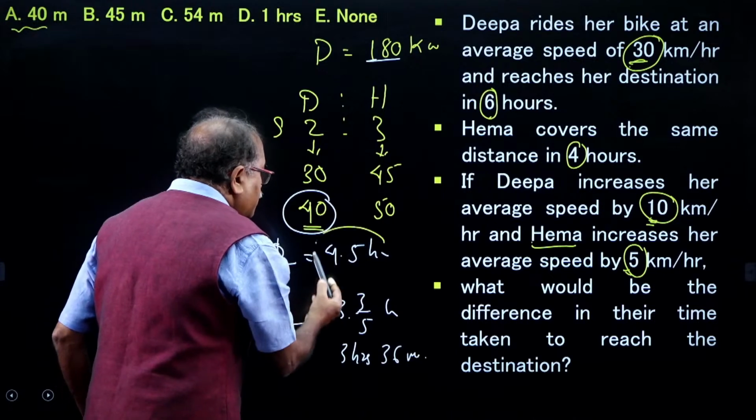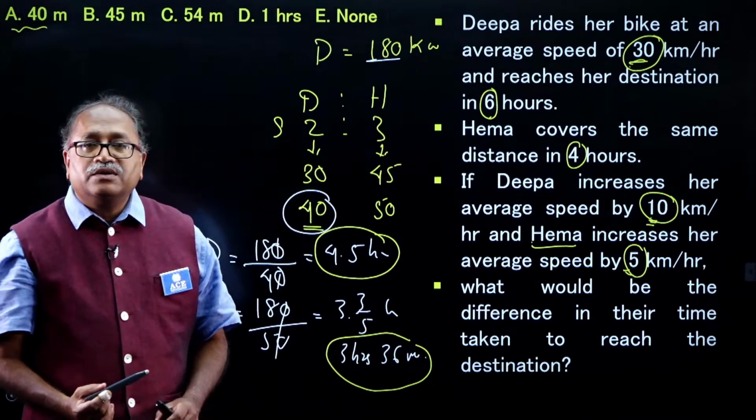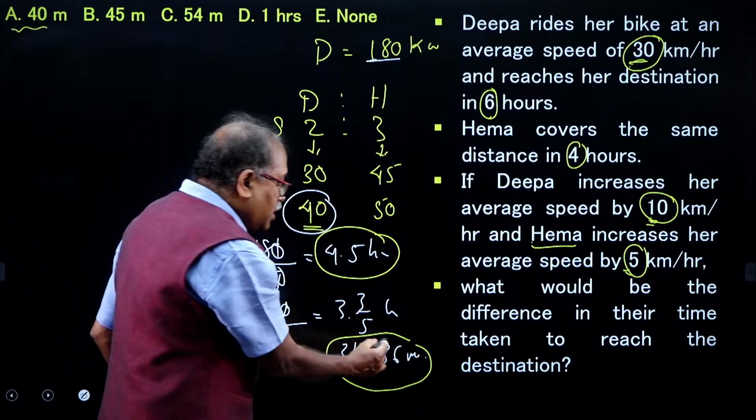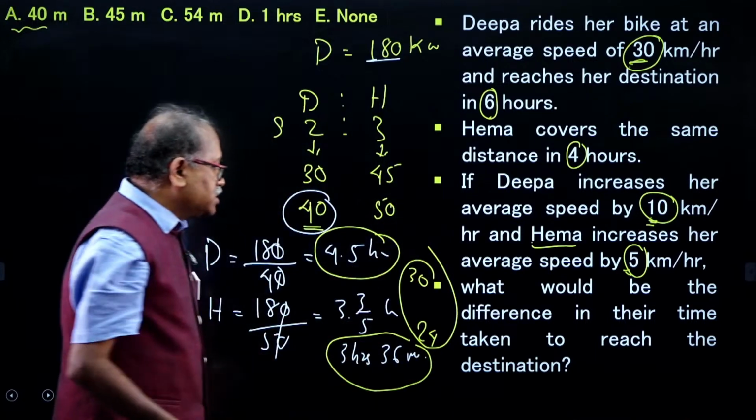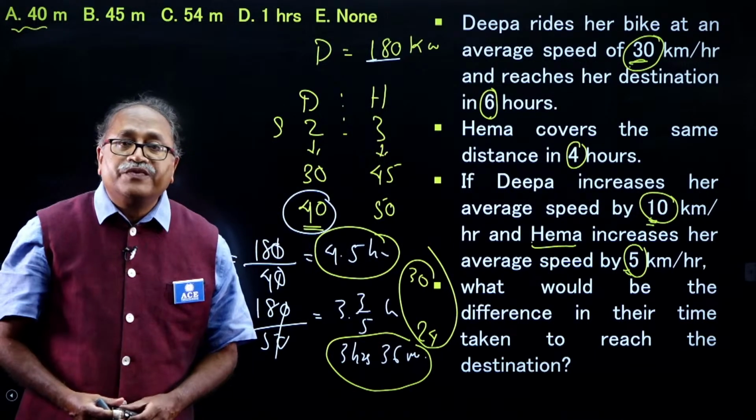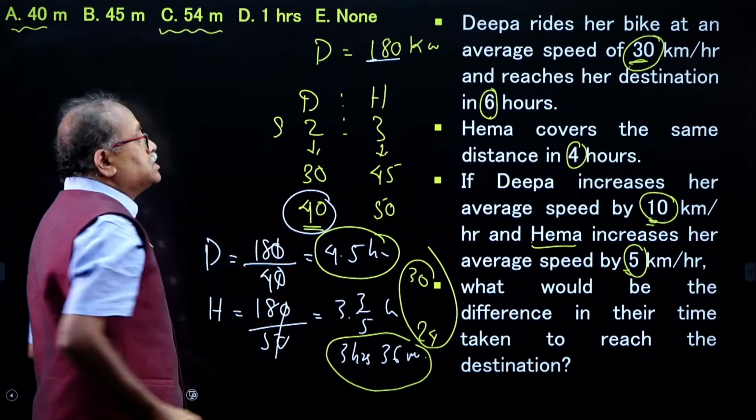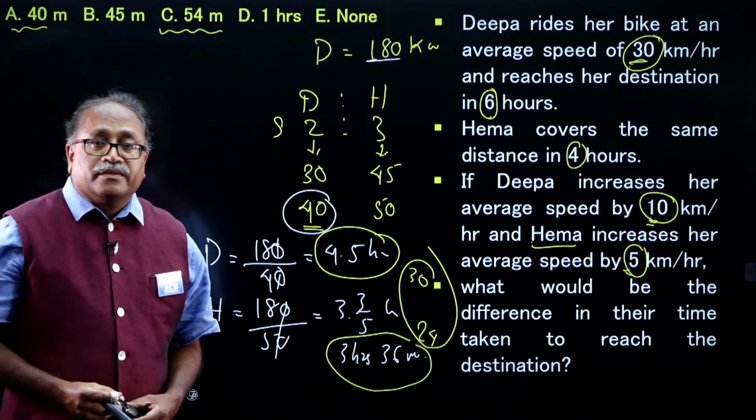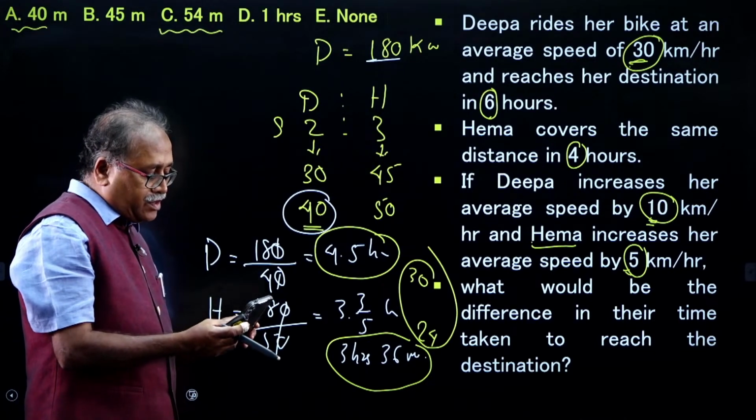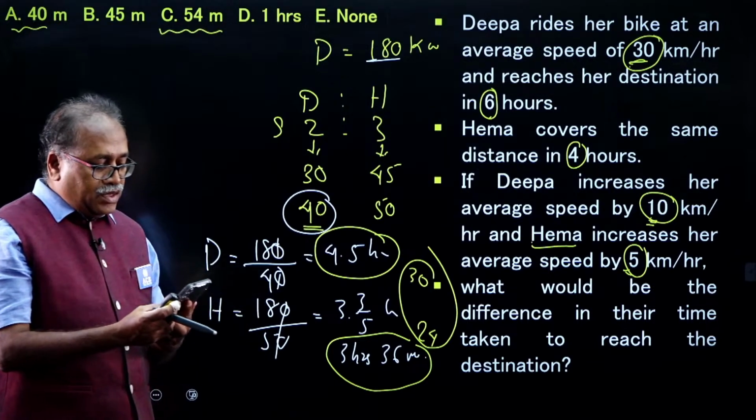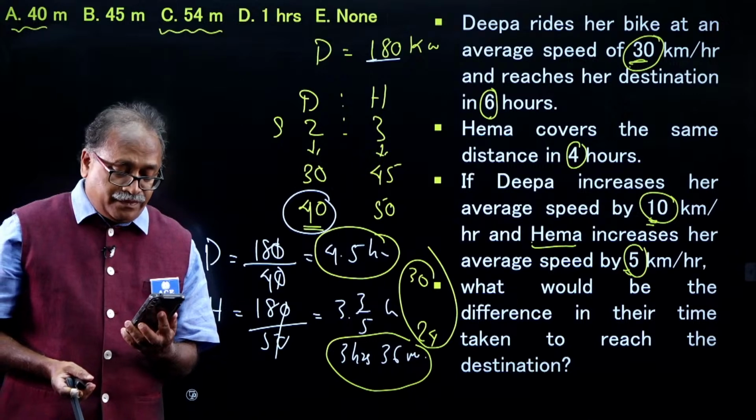So, I need to find the difference between 4.5 hours, that is 4 hours 30 minutes, and 3 hours 36 minutes. Here I have 24 minutes left to complete the hour, and here 30 minutes, and the sum of this is a total of 54 minutes. So, my answer should be option C. Is that clear to all of you? The difference of time? Okay.